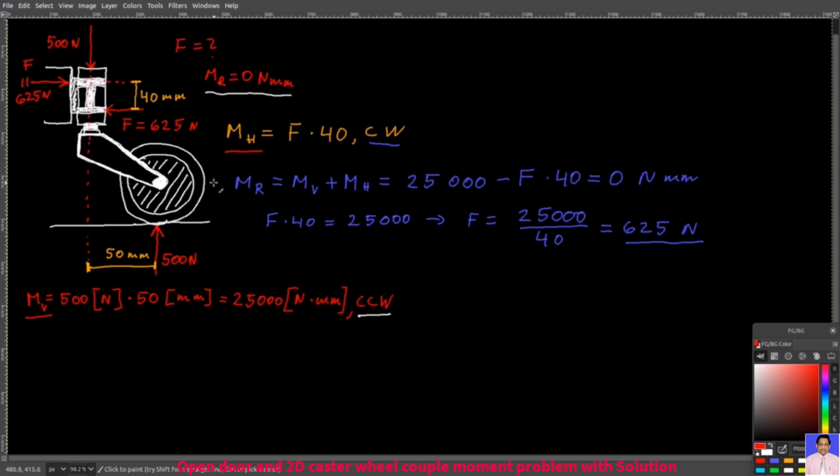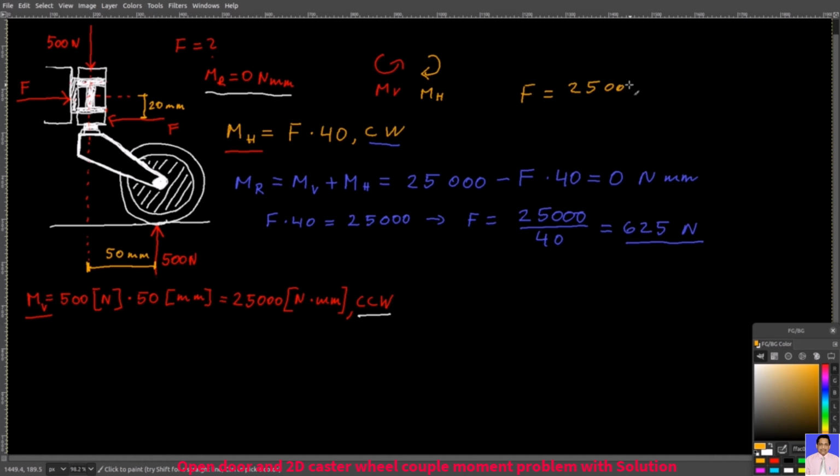And notice that here we didn't calculate a moment about a certain point. That's because we didn't have to. We simply had to neutralize this counterclockwise Mv moment with a clockwise Mh moment. If these two forces, instead of being here, if I had put them here instead, so this is F and this is F, and let's say that now their distance is 20 millimeters between them, then of course your F would be 25,000 over 20. That would be 1250 newtons. So this is 1250 newtons, and this is 1250 newtons.